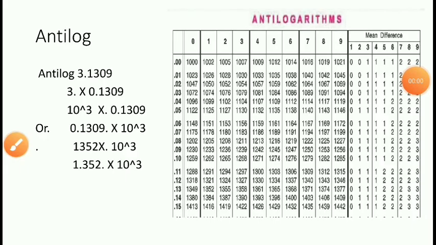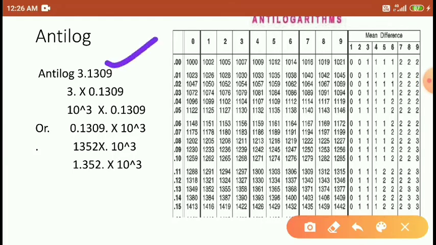Okay, students, let's see how to find the anti-log using an example. Here the anti-log is of 3.1309. In this case, we have to separate the part before the decimal point and the part after it. The part before the point is the digit 3, and the part after the point is 1309.